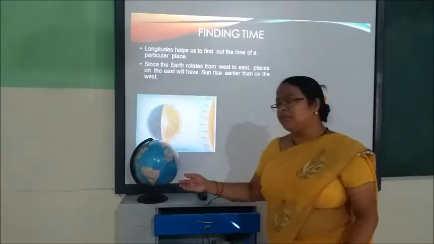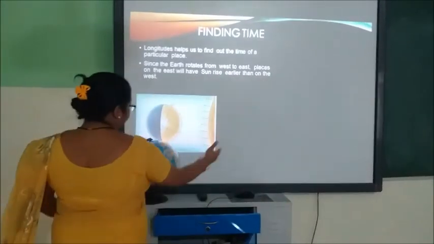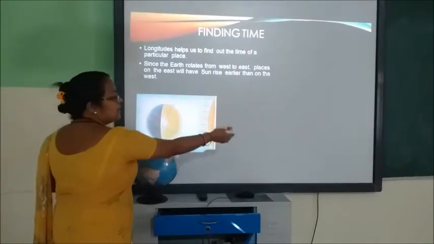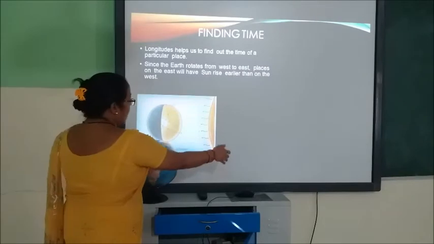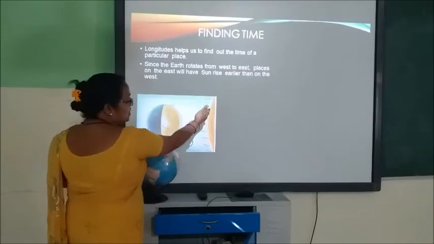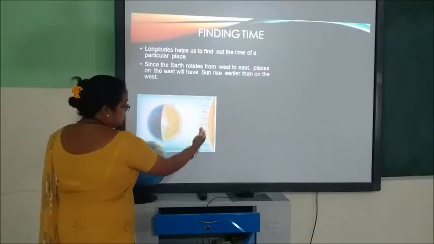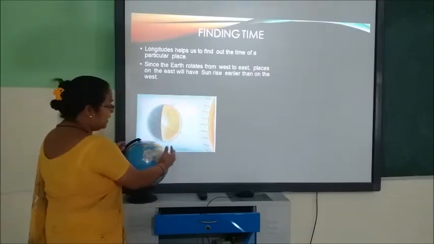Let's understand with the help of the globe. Suppose this is the west side, children, and that is the east side. This is the picture of the sun. I keep our globe like this, and this is the sun. So sun rays fall over here. It is east.